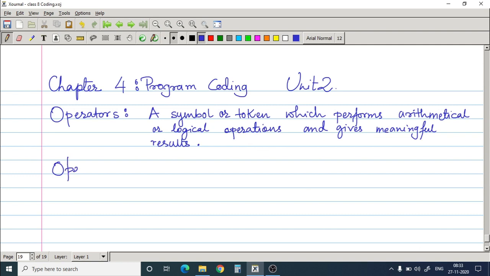And what is the other part? The operands. Operands are those which are involved in the operation or on which the operations are performed. So, for example, if we have A plus B, then this is the operator, and A and B are the operands. Okay.